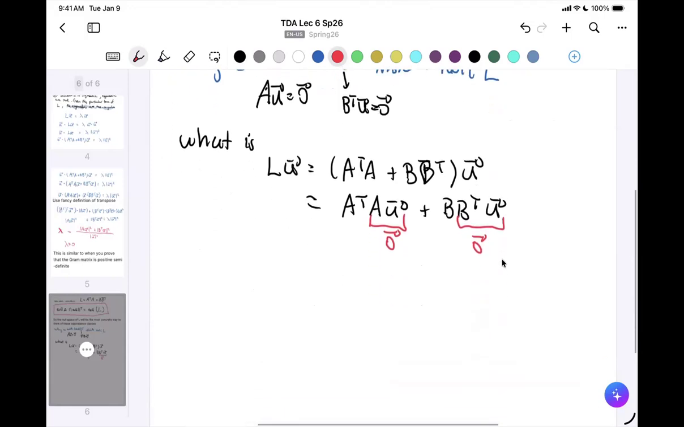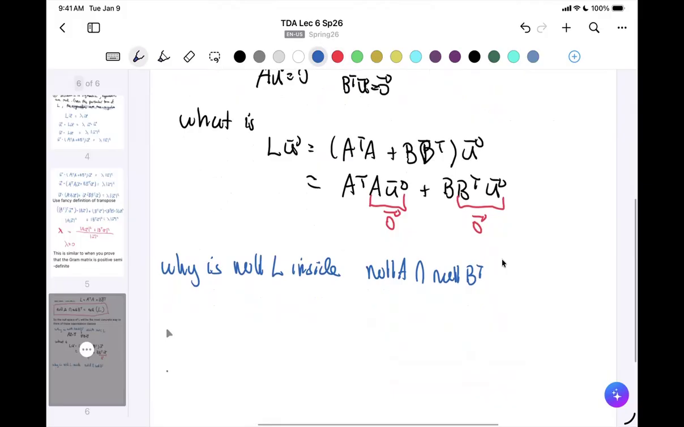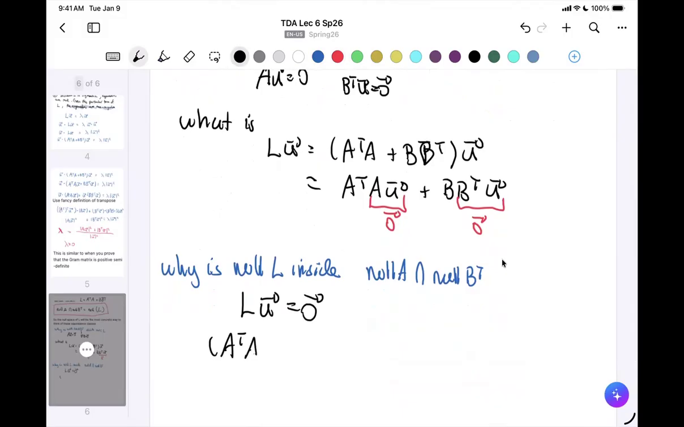So why is the null space of L inside the intersection of the null space of A with the null space of B transpose? And this is where I'm going to use that A times B equals 0. So what does it mean if someone is in the null space of L? That means that L times U equals 0. But what is L? L is A transpose A plus B transpose.